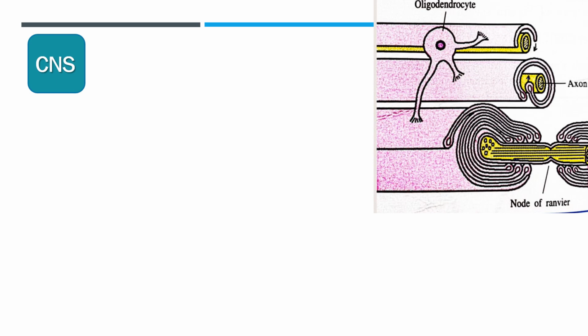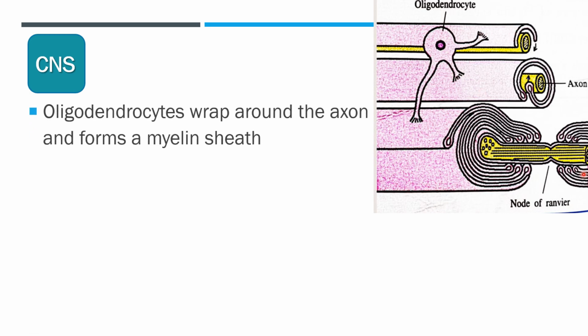Now coming to the central nervous system, here we know it is the oligodendrocytes which are going to myelinate the axons. So here they have several short processes. Each of these processes is involved in the myelination of many axons. So they wrap around the axons and they form the myelin sheath, like in the peripheral nervous system.